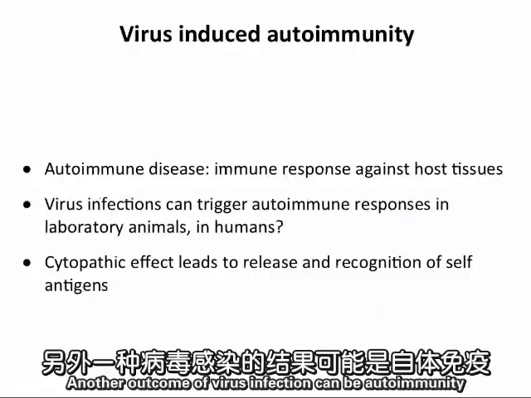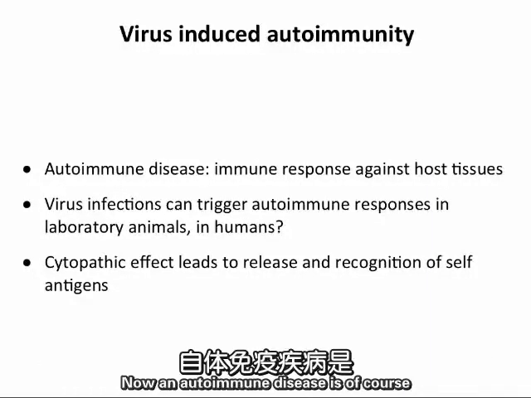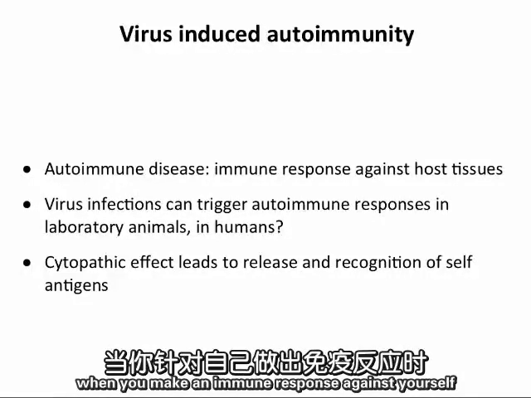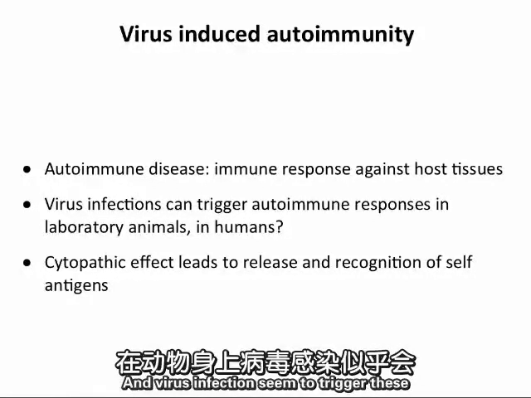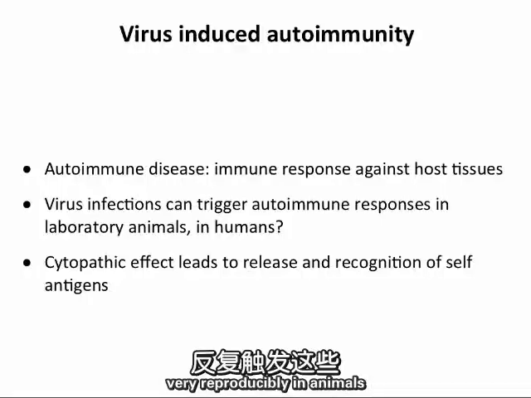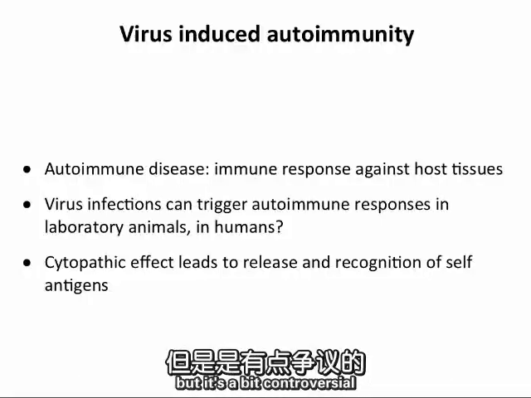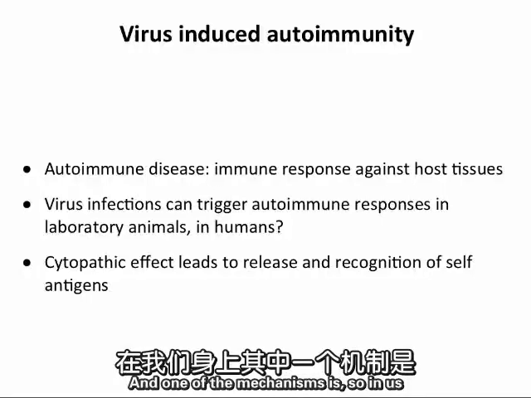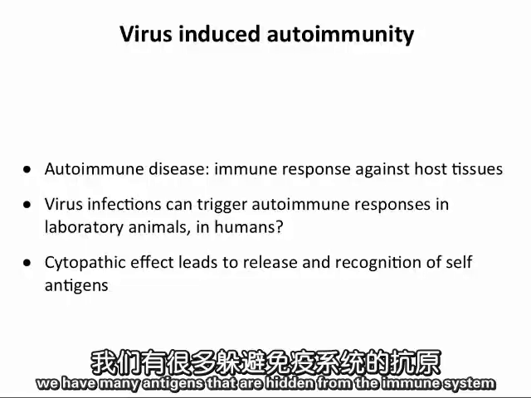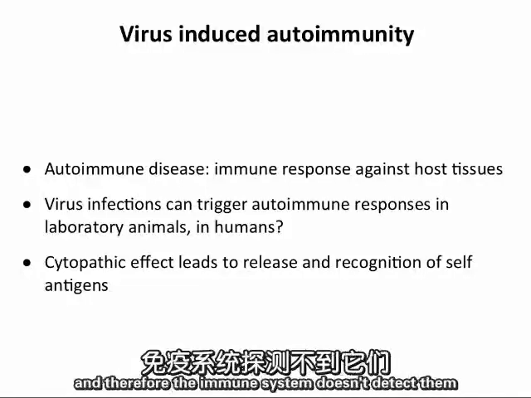Another outcome of virus infection can be autoimmunity. An autoimmune disease is, of course, when you make an immune response against yourself. Virus infections seem to trigger these very reproducibly in animals. There's some evidence that it happens also in people, but it's a bit controversial. One of the mechanisms is that in us we have many antigens that are hidden from the immune system, and therefore the immune system doesn't detect them.